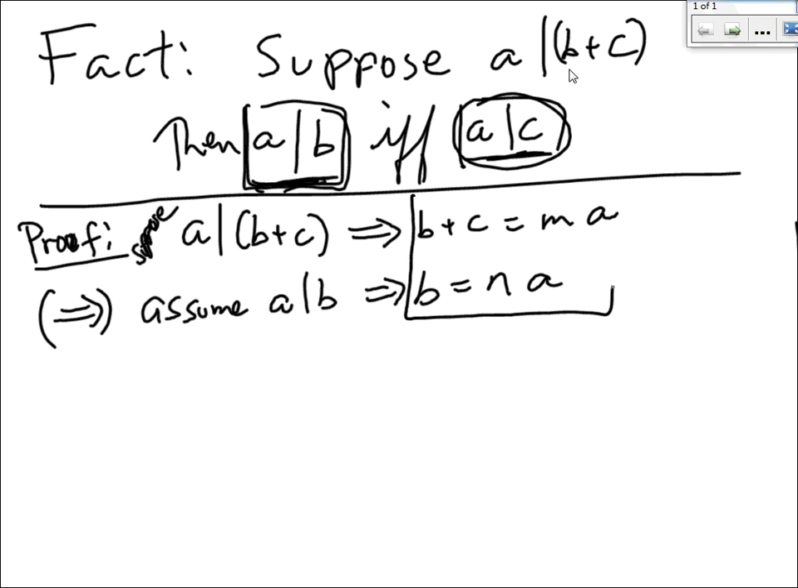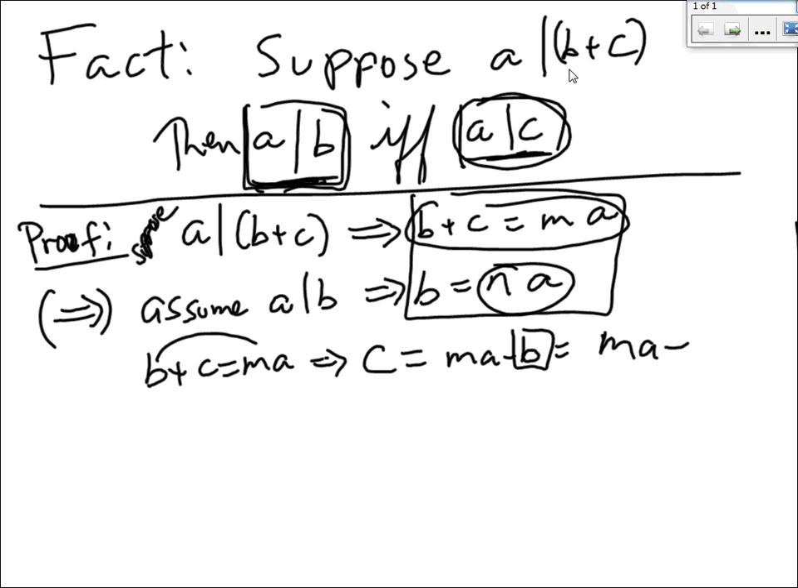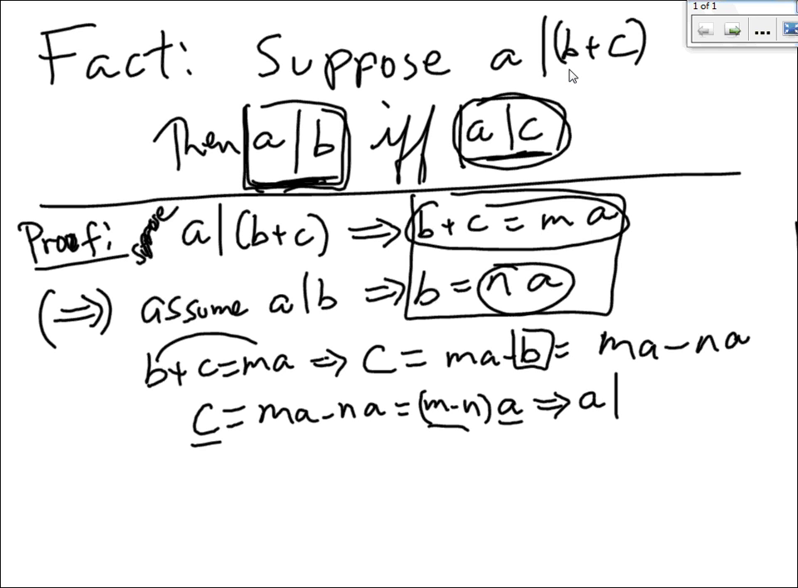And I have these two equations. And the first one has C in it. So B plus C is MA. Solving for C, that is bringing B to the other side, it's MA minus B. But the second equation tells me that B is a multiple of A. That is, C is MA minus NA, which is M minus N times A. C is a multiple of A. That means A divides C. That's exactly what I wanted to show.